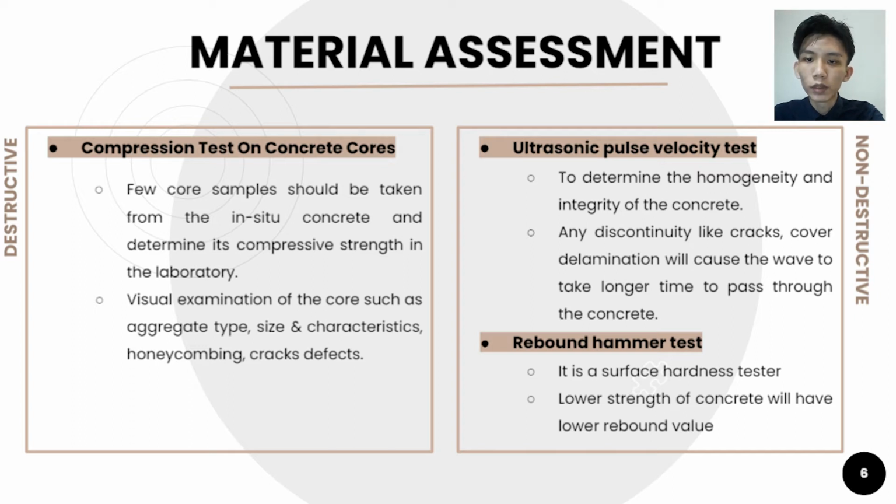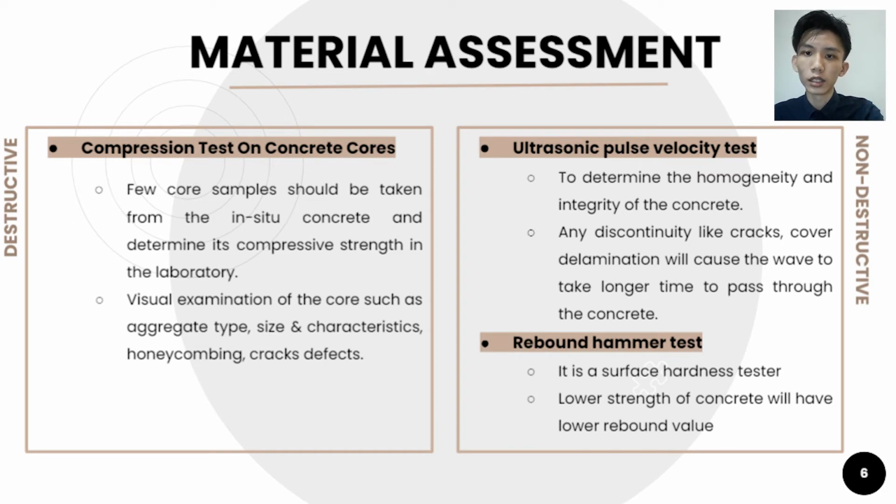It is very simple. We just need to take a few core samples from the in-situ concrete and take them to the laboratory to carry out the compressive strength test. Before we carry out the test, we can actually do some visual examination. From the visual examination, we can see the aggregate arrangement, size or characteristics, and we can also see cracks or other imperfections of the concrete.